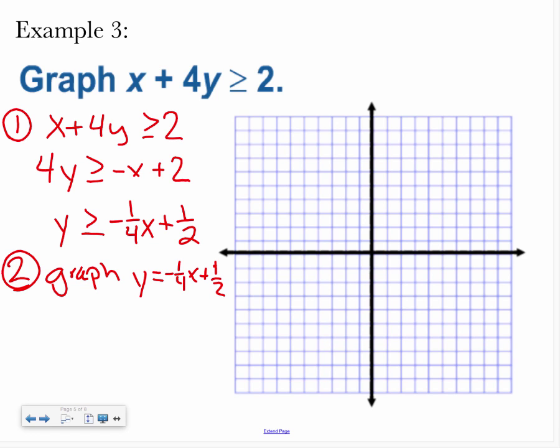Again, it's in slope-intercept form, so I can start at my y-intercept of 1/2. And my slope is negative 1/4, so I can go down 1 over 4. Or I can go up 1, left 4. And if we look at this problem, we have y is greater than or equal to, which means it's going to be a solid line.